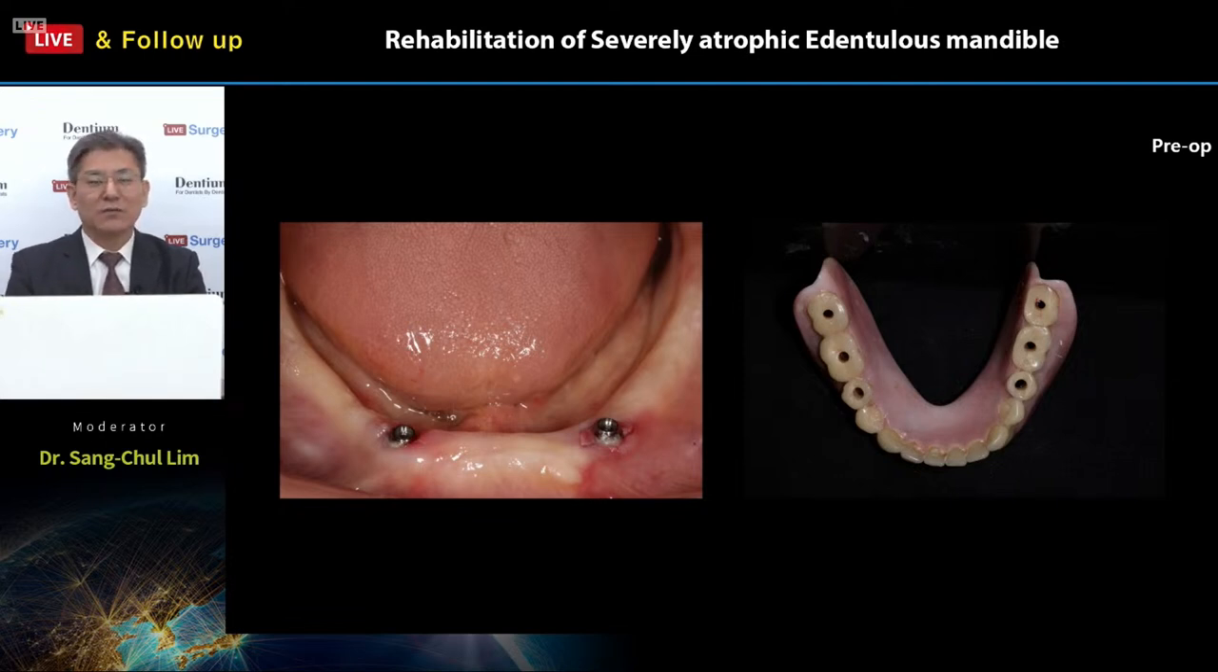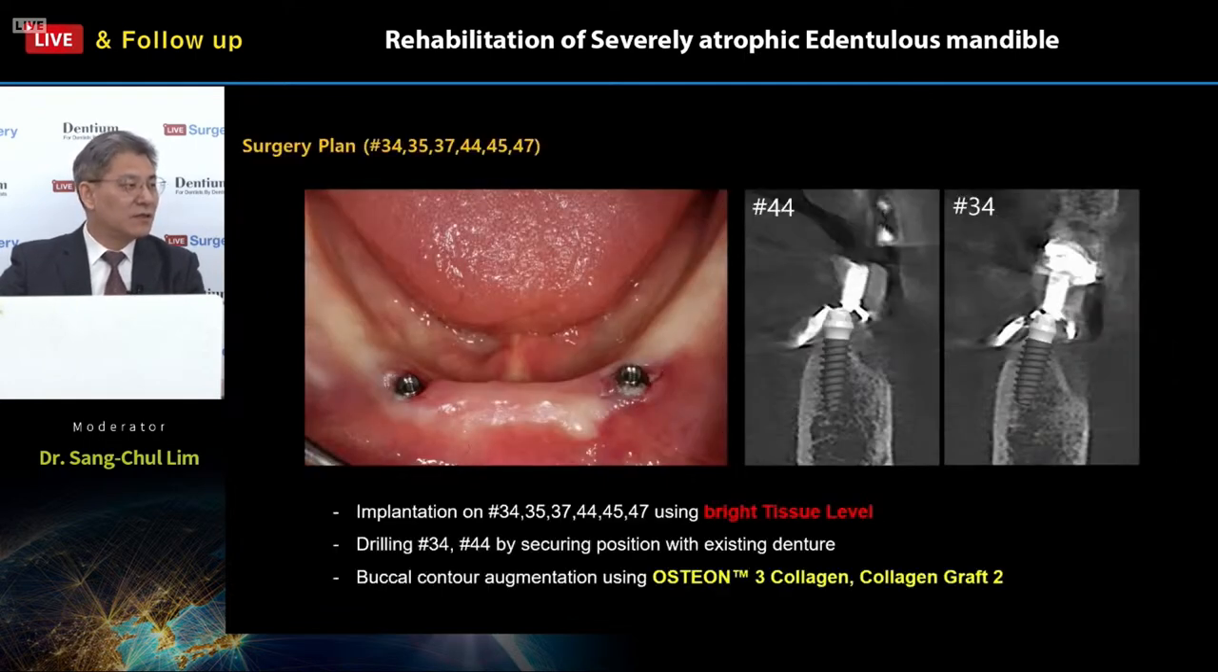Second one depends on the vertical relation and horizontal relation between the jaws. So we have to think about whether the fixed prosthesis is available or not. This one is actually the old dentures used as initial guide for initial drill point. So this is the surgery plan, the implantation on 34, 35, 37, 44, 45, 47 using a bright tissue level, as I mentioned before, and the drilling at 34, 44, these areas using the existing old dentures, working as a stent. Okay, so vocal contour augmentation if necessary, in the area using osteon 3 collagen and collagen graft 2.